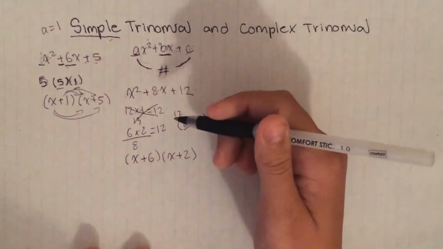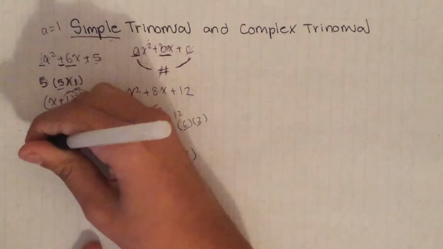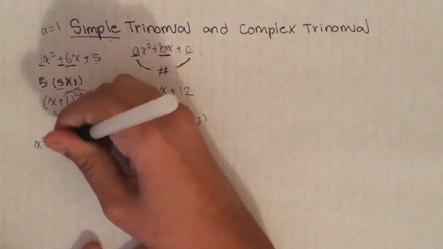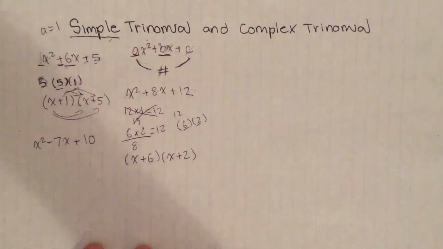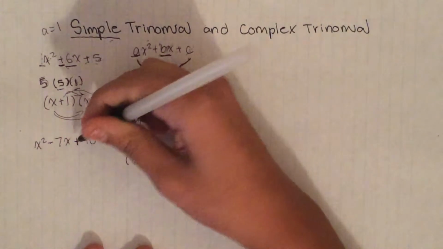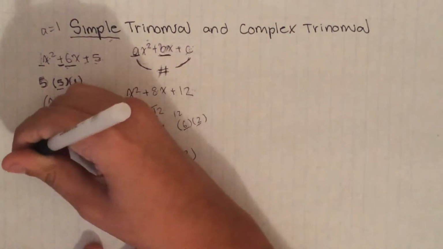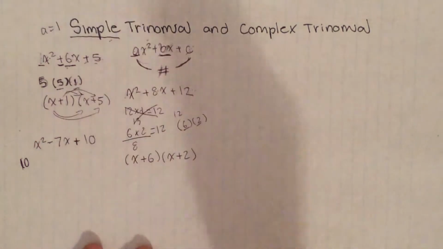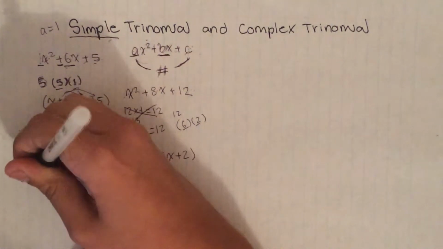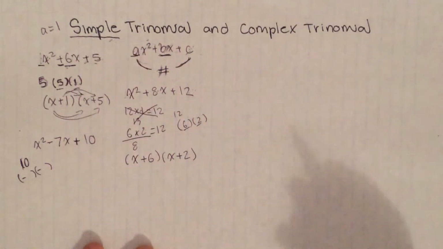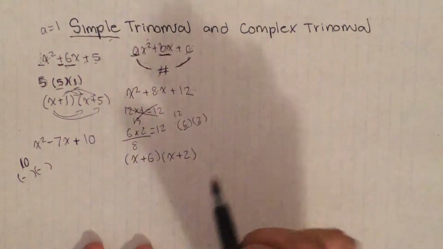Let's do one more example, but with a negative in it now, okay? So x squared minus 7x plus 10. Here we have a negative 7, right? But as you can see, 10 is positive, so that means your number is going to be positive 10. And since it's positive, the two numbers are going to both be negative. So negative here and negative here. Two numbers that add to get negative 7, but when they multiply, they give you positive 10, okay?